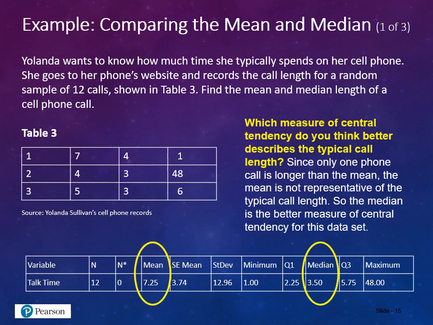Which of the measures of central tendency do you think better describes the typical phone call? Since only one phone call is longer than the mean, right? The mean was 7.25, and we only have one call that's larger than that. The mean is not really representative of the typical call length. So the median is the better measure of central tendency for this data set.